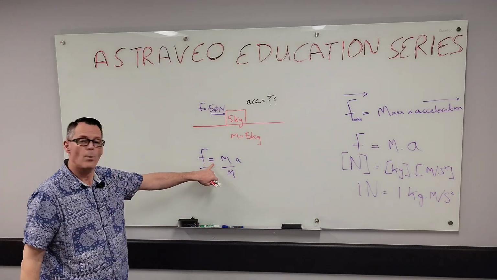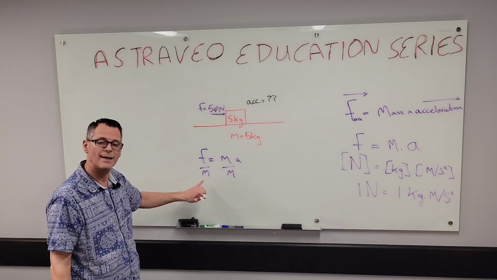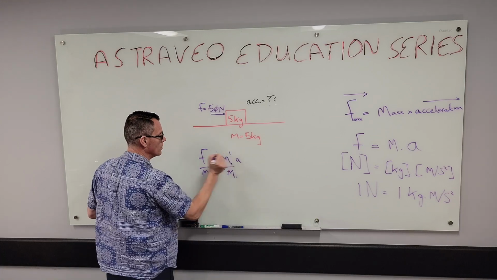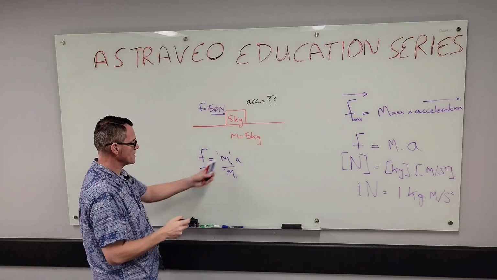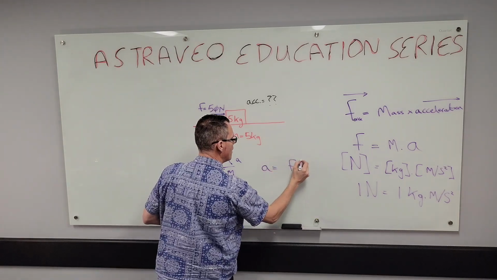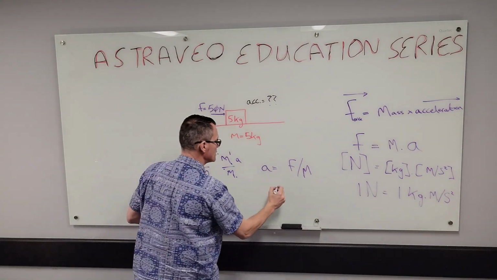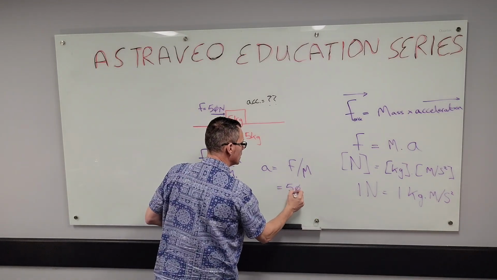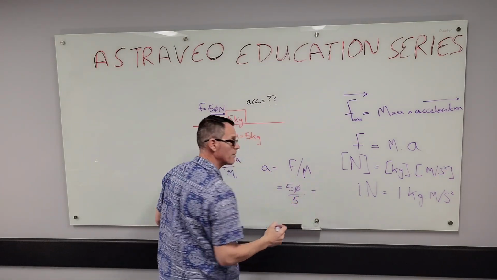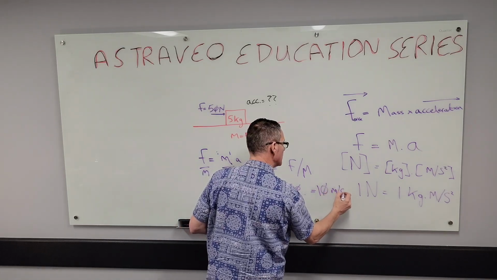Remember with an equation, when there's an equal sign, anything you do on the right-hand side of the equation, you have to do on the left-hand side as well, both sides. So m divided by m is just 1, and then you have F over m. So 1 times a is just a, and so we are left with a equals F divided by m. Now we know the force is 50 newtons. We know the mass is 5 kilograms, so divided by 5. So 50 divided by 5 is 10. And don't forget the units. It's an acceleration, meters per second squared.